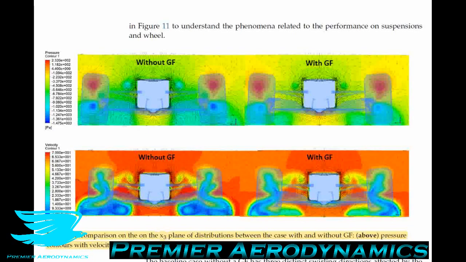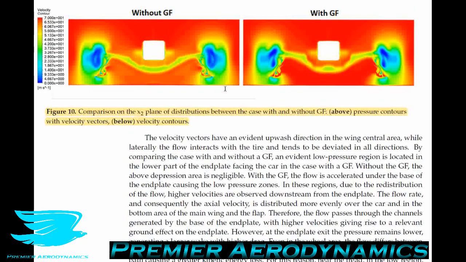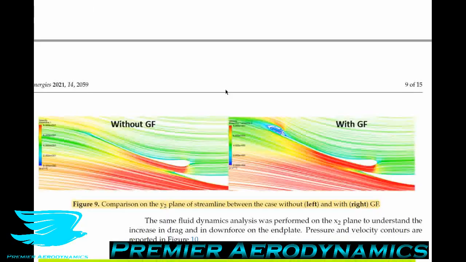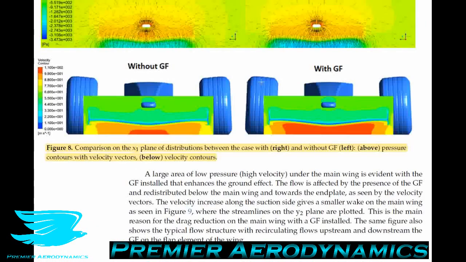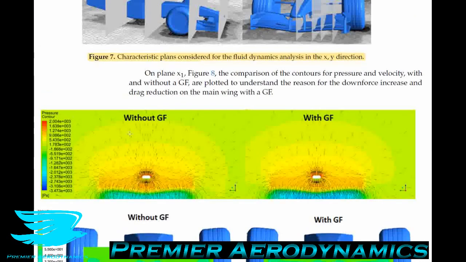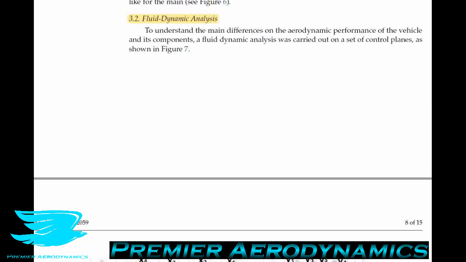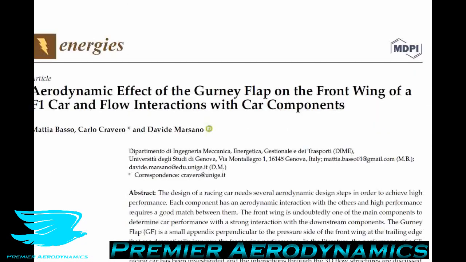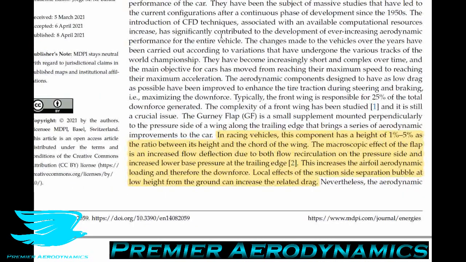In that podcast, we looked at the general effects on the drag and the downforce. In this podcast, we'll be going through a bunch of flow viz and flow control devices. We're going to be looking at this paper again called Aerodynamic Effects of the Gurney Flap of the Front Wing of an F1 Car and the Flow Interaction with Car Components. This is open access, so you can find it in the link in the description.